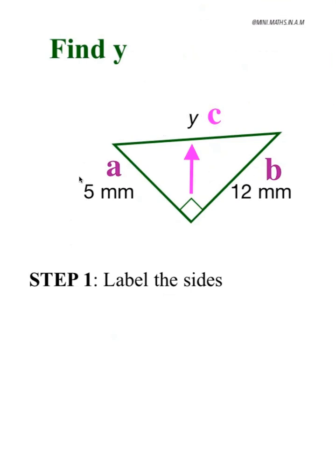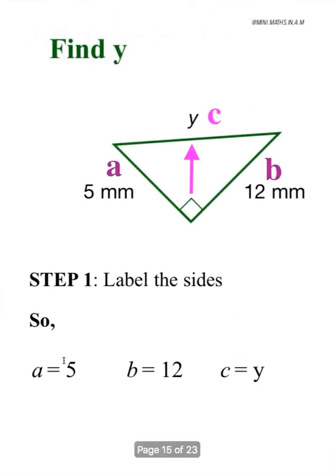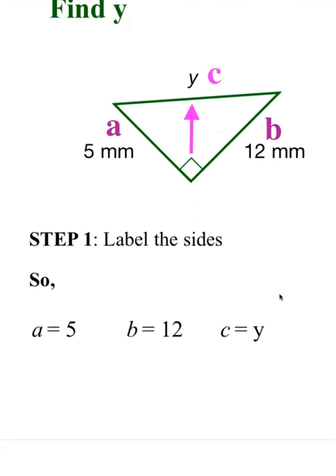Now, A and B are pretty interchangeable. You can label either side A or B, as long as you're talking about the two sides that are not opposite the right angle. And then I've just written this down here. So we've got A equals 5, they're next to each other here. B equals 12, and C equals Y. And at the end, we're just going to have to write our answer in millimeters. So we just keep an eye on that.